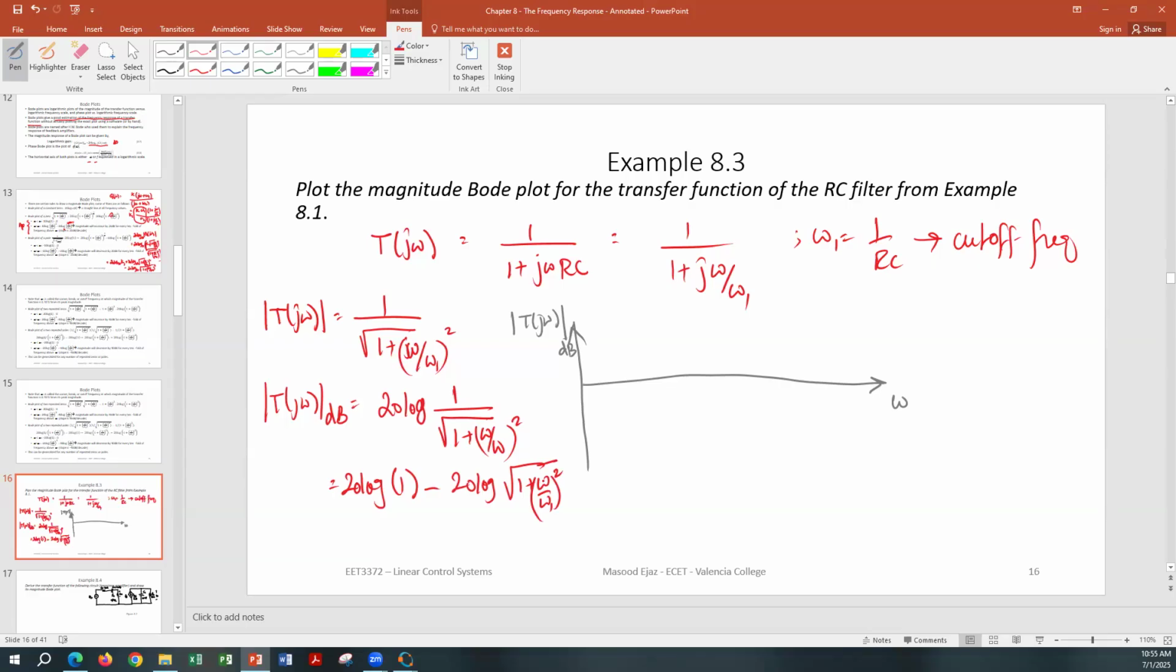So we have two parts again. We have the first part, which is going to be 0. And then we have the second part, which is going to be negative 10 times log of 1 plus omega over omega 1 squared.